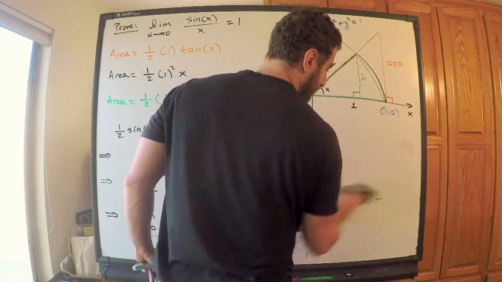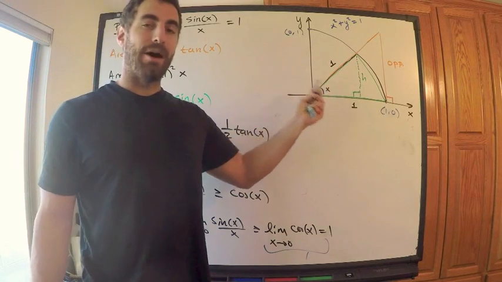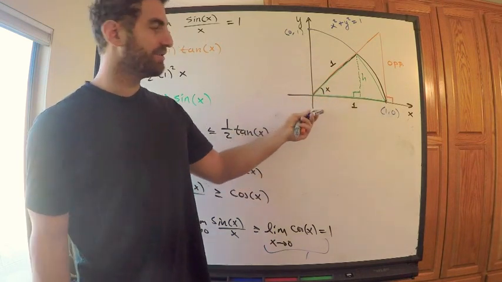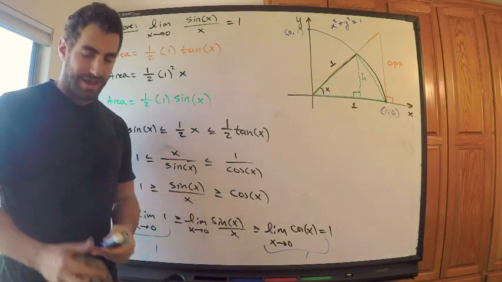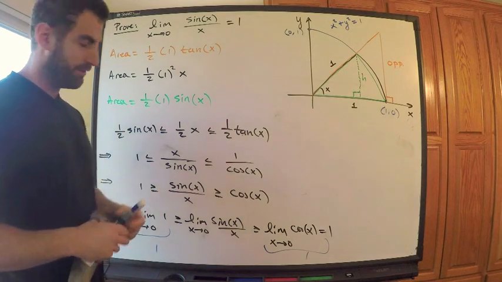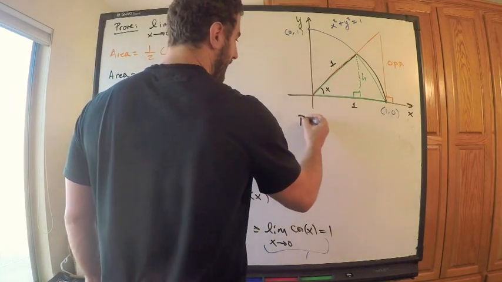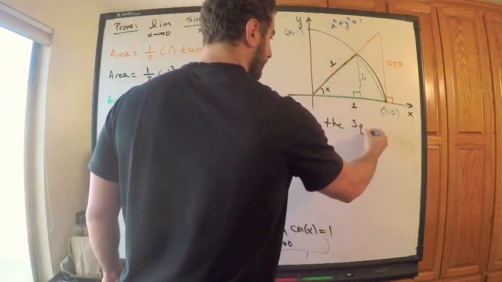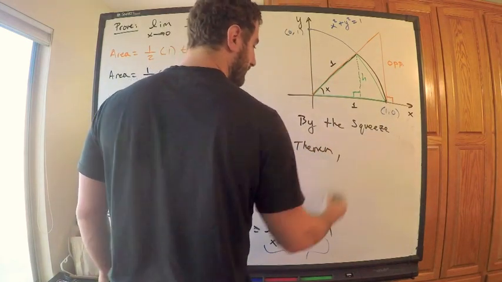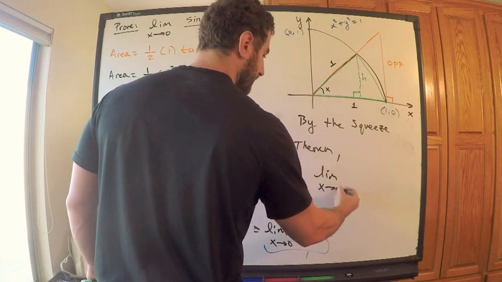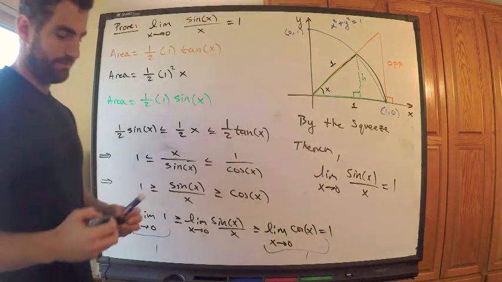And by the way, if x is approaching 0, I'm only approaching 0 right now from the positive side. You need to show also that x approaches 0 from the negative side. This is not too bad. Just replace all the x's with negative x. Use the fact that sine is an odd function, cosine is an even function, and you'll get the same result. So do that. Let me just write the conclusion. By the squeeze theorem, the limit as x approaches 0 of sine of x over x is equal to 1. Excellent.